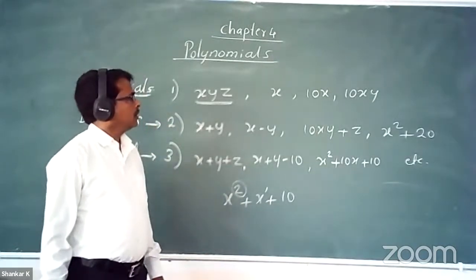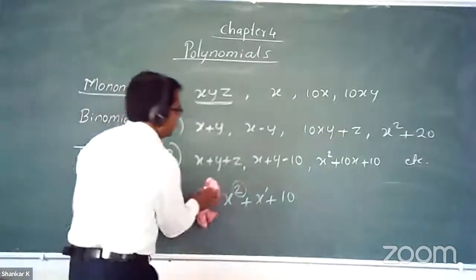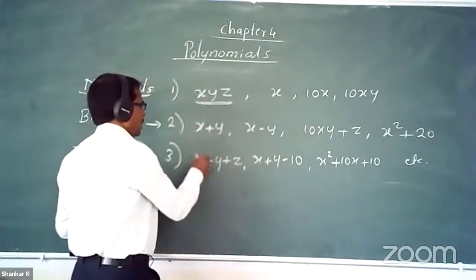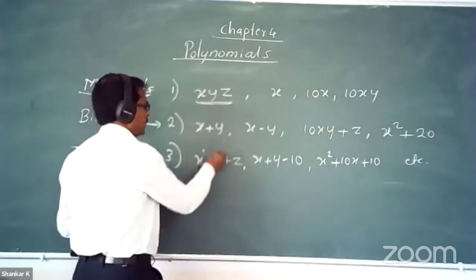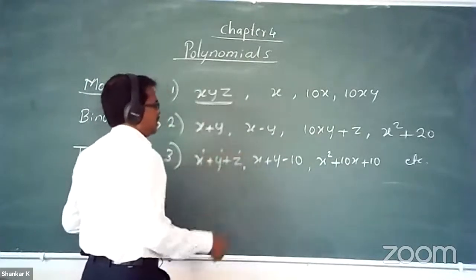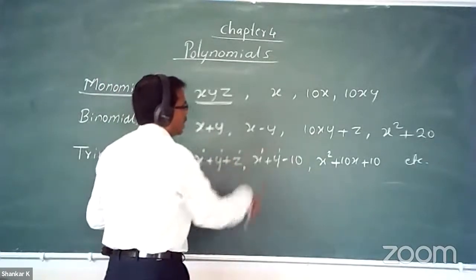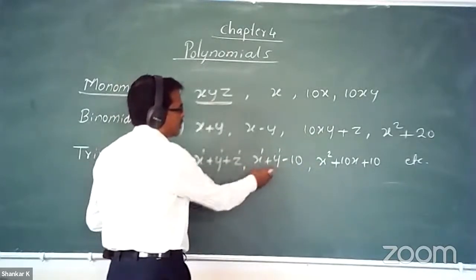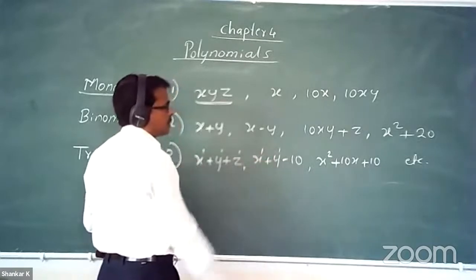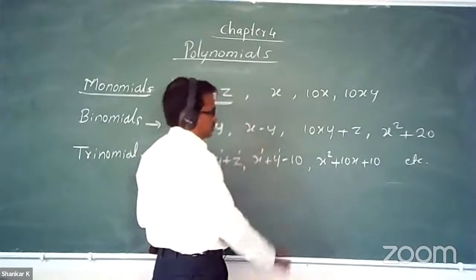For example, if your algebraic expression is x plus y plus z, what is its degree? Its power is 1, its power is 1, its power is also 1. So its highest power is 1, so its degree is 1. Here also 1. The highest exponent or the highest power of the variable is 1. The degree of this algebraic expression is 1.